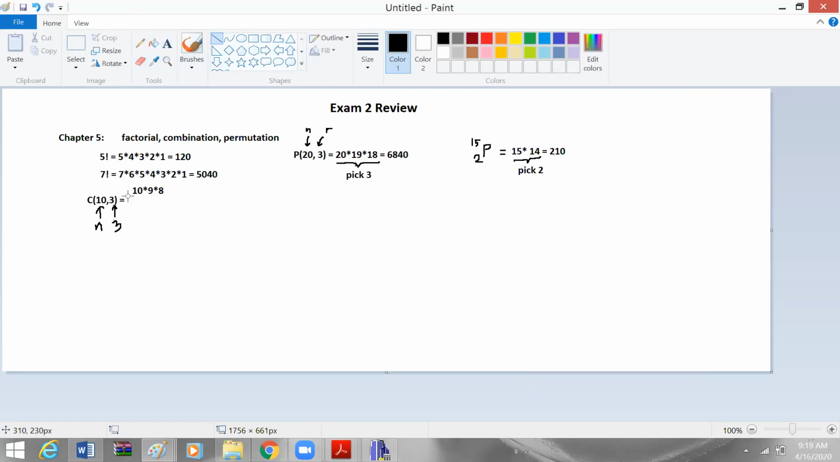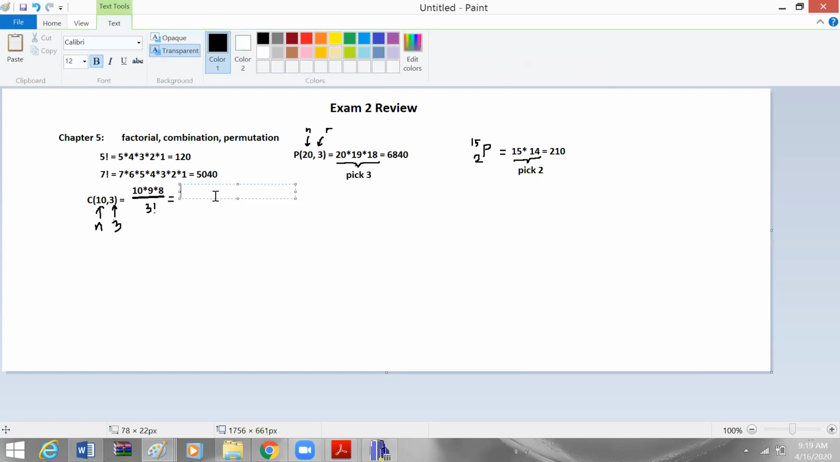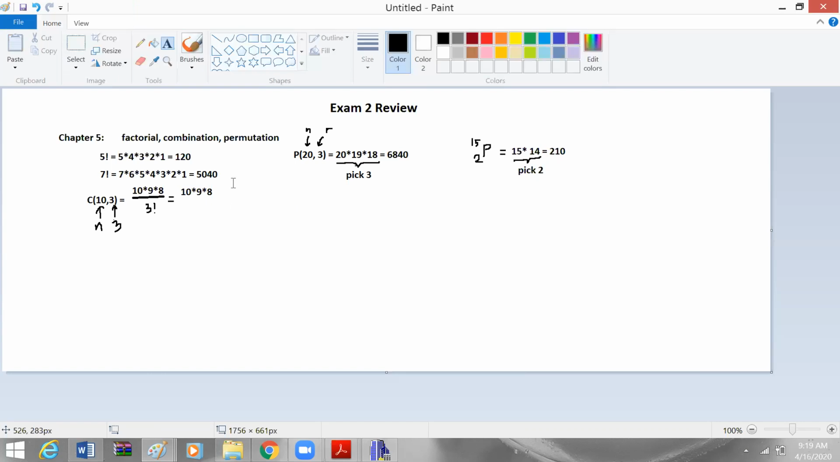So we have to divide. Remember, we only divide when it comes to the combination. So we divide by 3 factorial. We pick 3 of them, so we don't count the order, right? Similarly, we're going to do the same thing: 10 times 9 times 8. And 3 factorial is not 3. 3 factorial is 6. So we divide by 6.